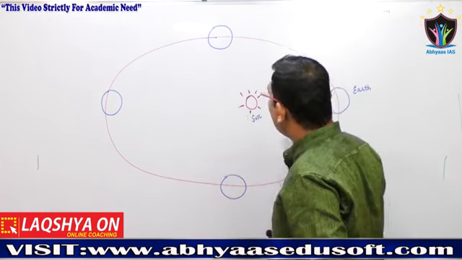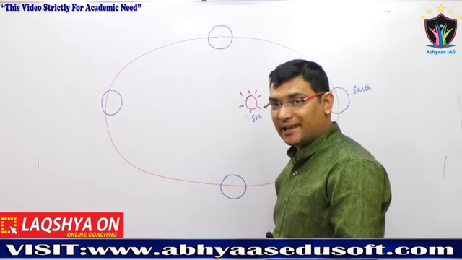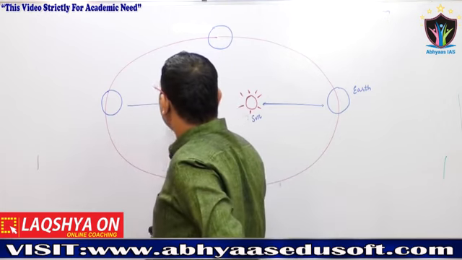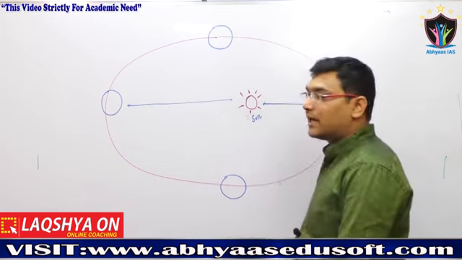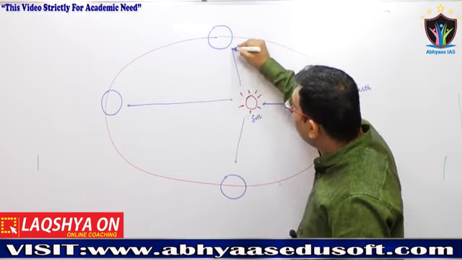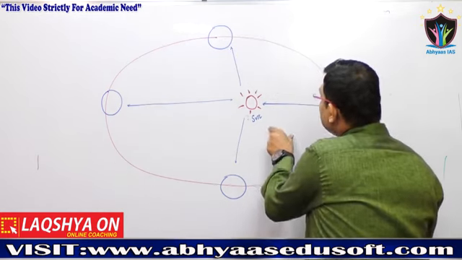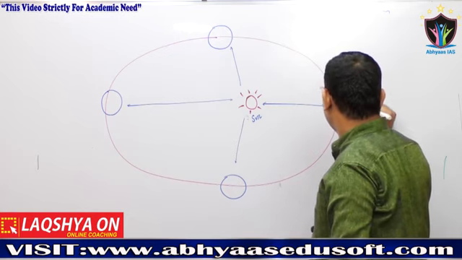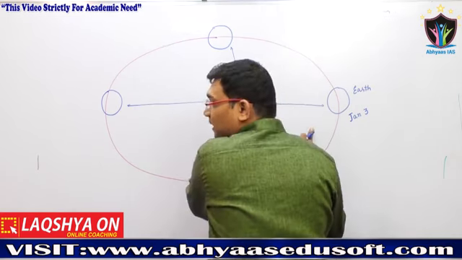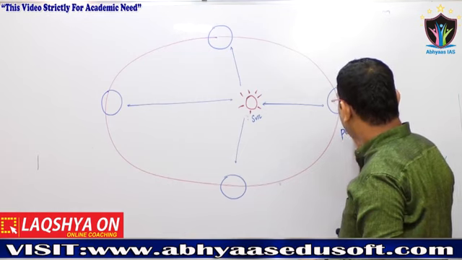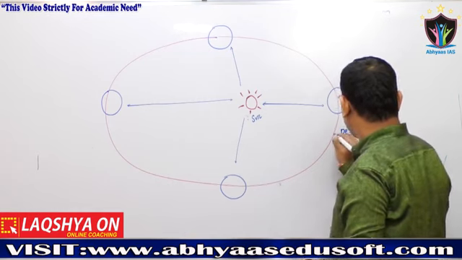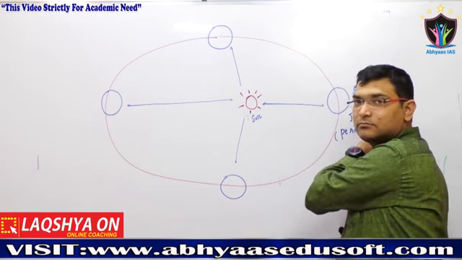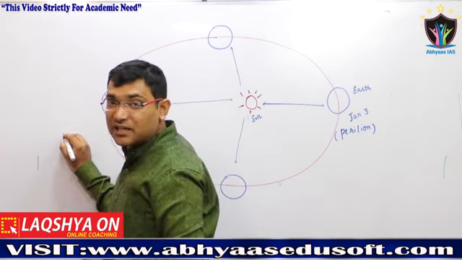When the earth is revolving around the sun, there will be a place where the earth is very nearest to the sun, and there is a place where earth is far away from the sun. And there is a place where earth has an equal distance. What do you mean by this? Let us see. First, when the earth is nearest to the sun, that is your January 3rd. It is called perihelion. Nothing but when the earth is nearest to the sun, it is called a perihelion, which comes on Jan 3rd.